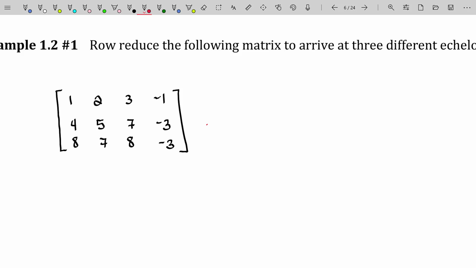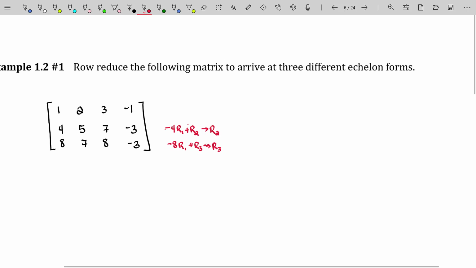So I will take the opposite of 4 times row 1 and add it to row 2 to become my new row 2. And I'll take the opposite of 8 times row 1, add it to row 3 to become my new row 3. So let's go ahead and do this.